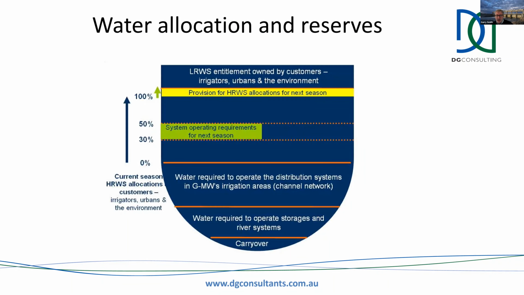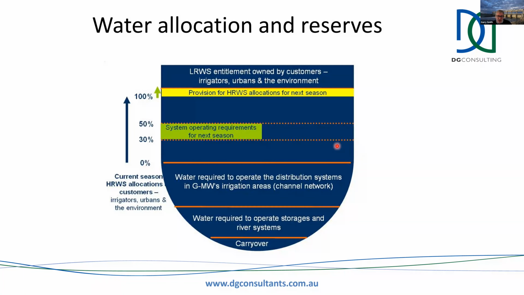Let's just look at a little bit of a graphic that demonstrates how that works. So you can see there that the water is sitting there from the previous year's carryover. If we think of this bucket as the storage and inflows are coming in and filling up the bucket, this is how the resource managers allocate water, and this is the priority they give to it. So the next, as we said, is water required to operate storages and river systems, then the distribution systems and irrigation channels in the irrigation networks, and then we move into high reliability water shares.